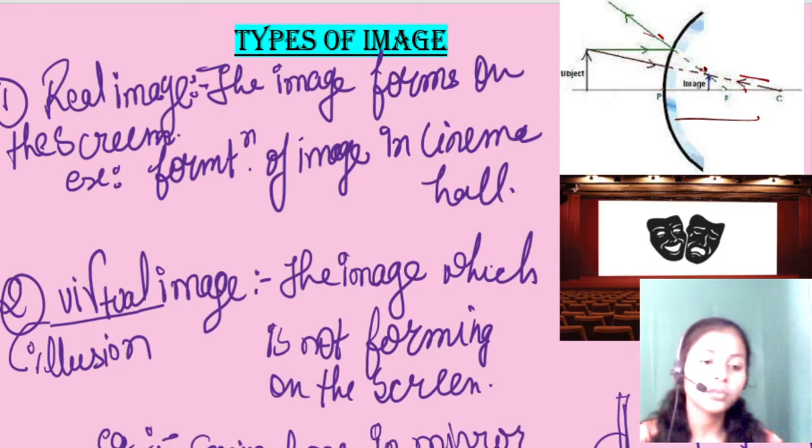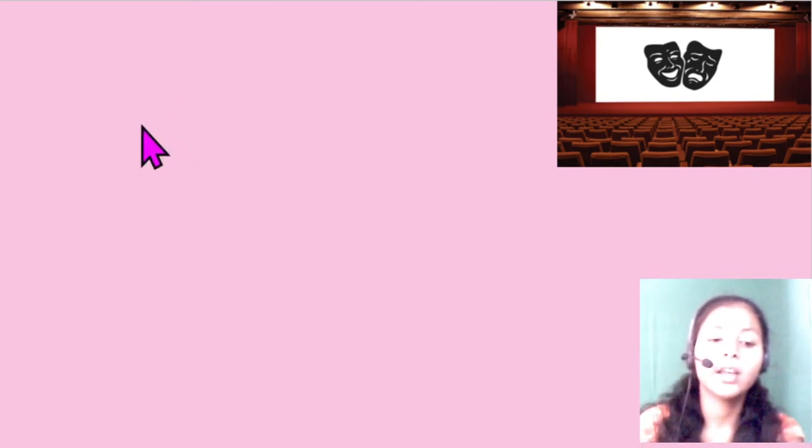So how can we tell that the image which is formed is real or it is virtual? How can we tell all these? So this will also be a question. So I'm writing the question here.